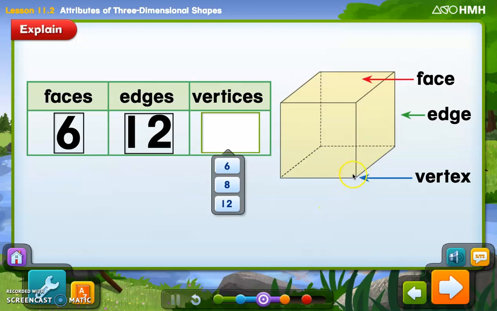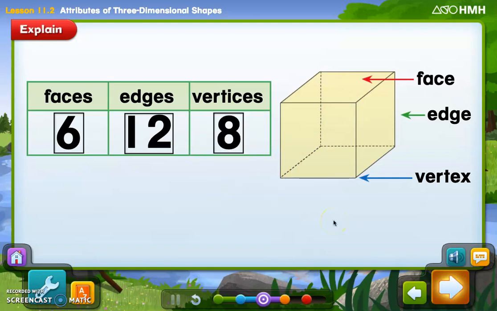So we have 1, 2, 3, 4, 5, 6, 7, and 8. So just think of all the corners. When you think of vertices, especially on a cube, try and see the corners, because you'll notice that the corners are made up of two edges that meet each other. Okay, so a cube has 8 vertices. That's right. There are 8 vertices.